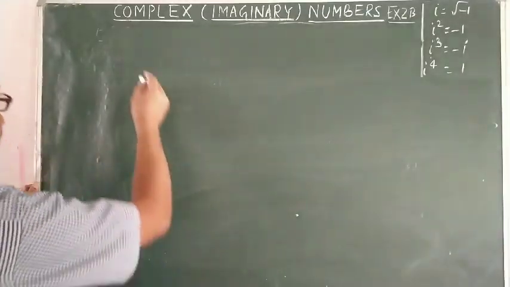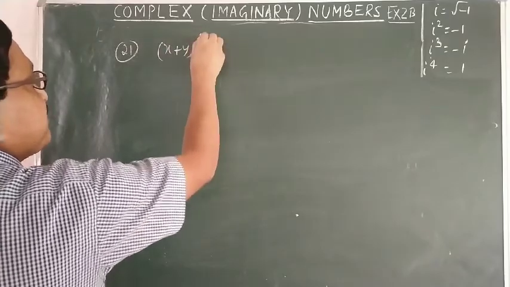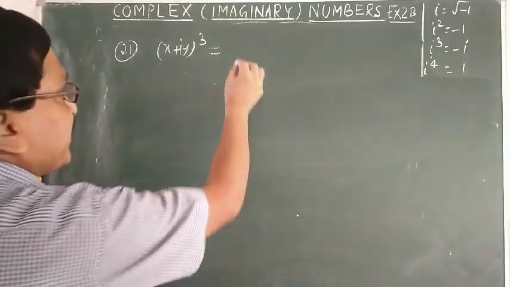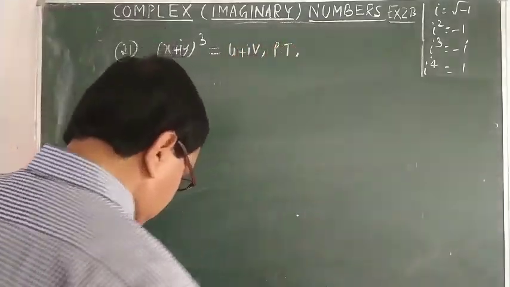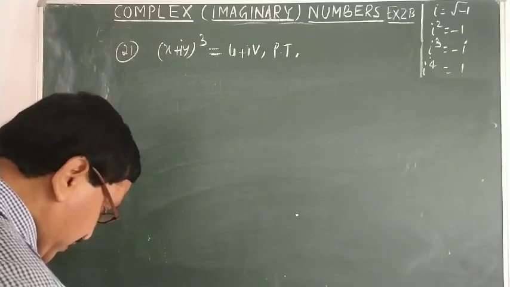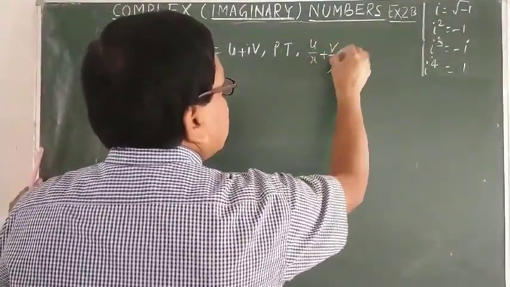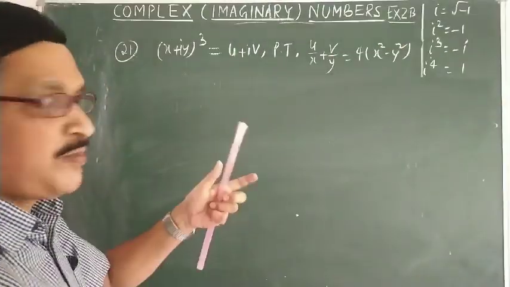Now this is 21, a very urgent and important problem. x plus iy whole cube is equal to u plus iv. Prove that u by x plus v by y is equal to 4 times x square minus y square. This is a very important problem, students.